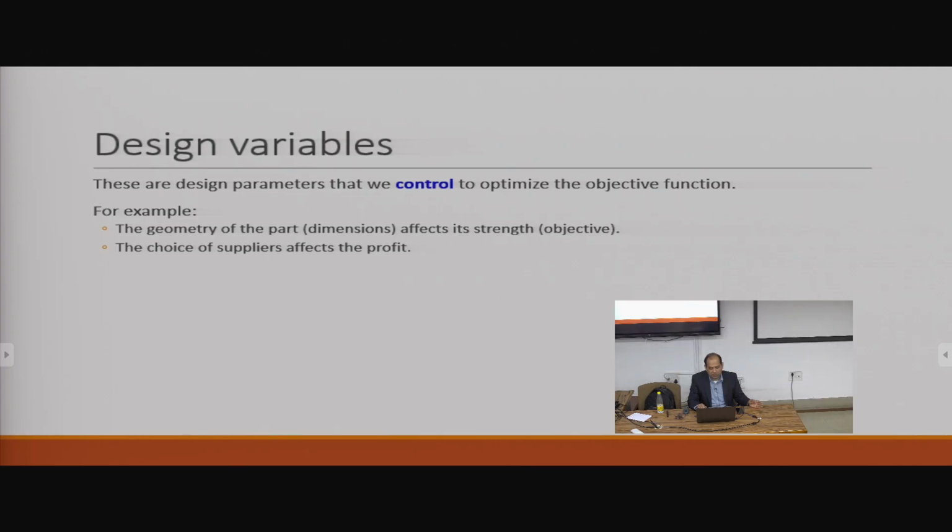Design variables are parameters that we control to optimize the objective function. These are basically your levers, right? You control things, and then you see the effect on the objective, and you go from there, right? So, for example, your optimization code will tweak the design parameters a little bit, find gradients and Hessians, and then make the algorithms work using those when you're using classical optimization techniques. Examples are geometry of a part, choice of suppliers, X profit, and things like that, right?